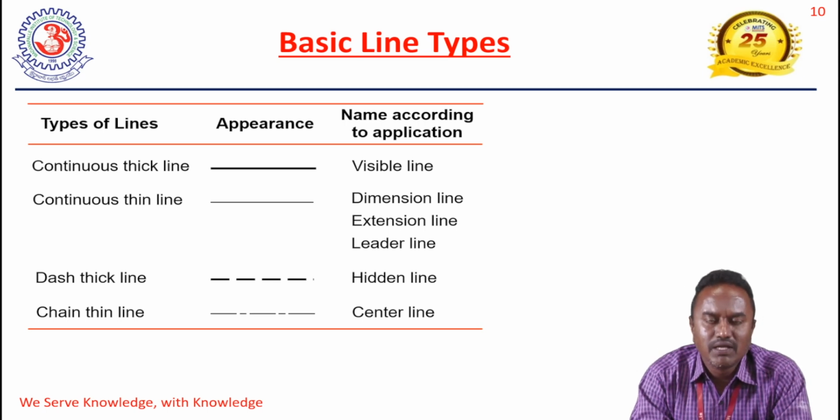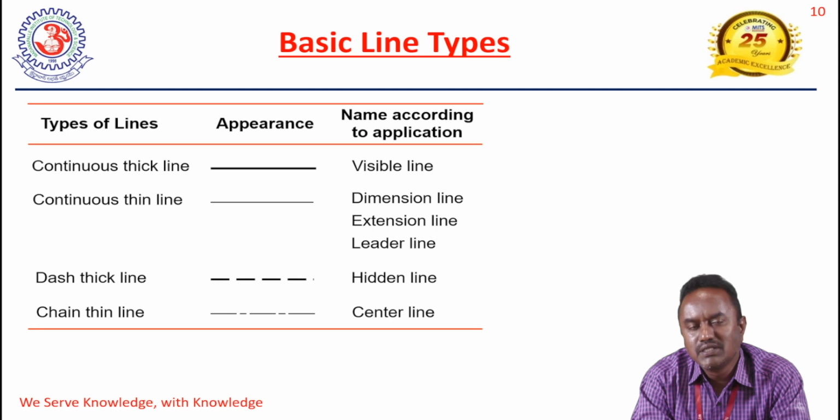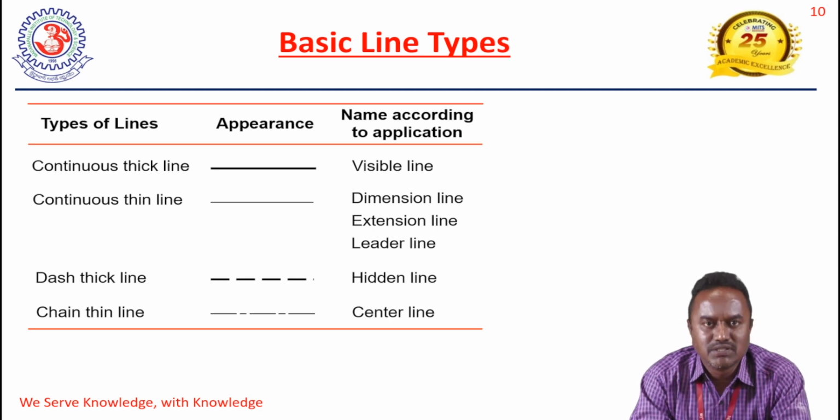When we take any component, the component is a combination of different lines. The first line is the continuous thick line or object line. For all drawings it should be very thick, that is a visible line. The skeleton of the drawings is made by means of the continuous thick line, whereas the continuous thin line is used for dimensions, extension lines, and leader lines. These lines are made by continuous thin line.